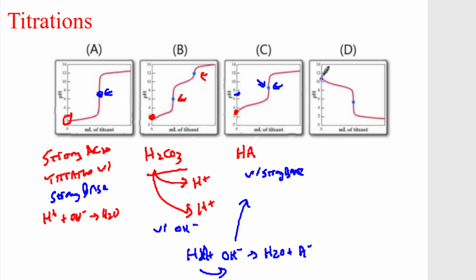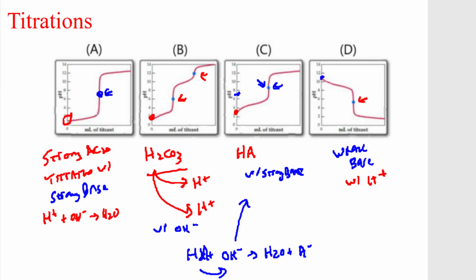Well, what do we have right here? Take a look. What do we start with? We start with a weak base, don't we? A weak base. And what are we titrating that with? We're titrating that with a strong acid. And look at the pH. The pH is below 7 at the equivalence point, isn't it?